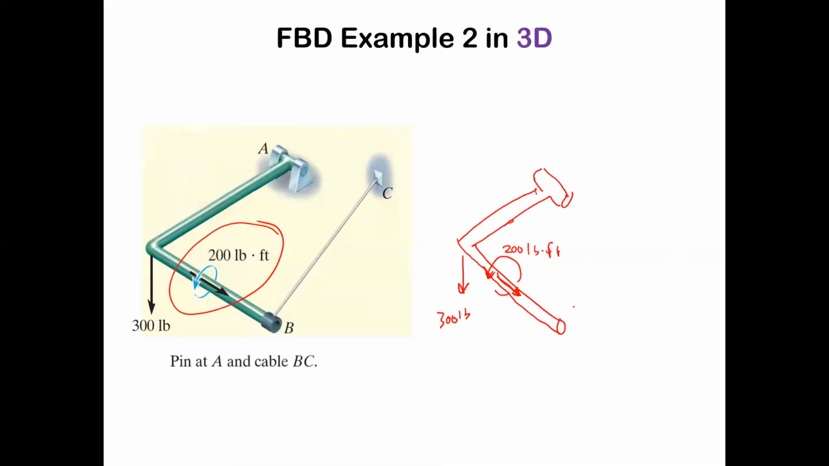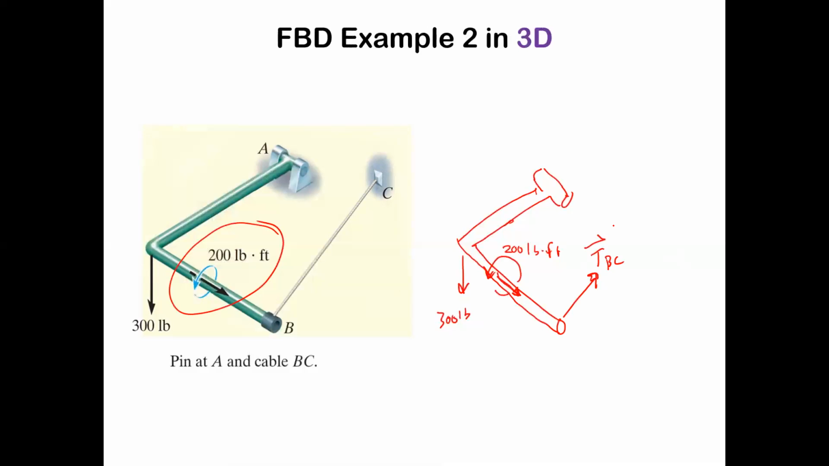So then we've got this tension force at BC. That's going to be one unknown. And then we've got to figure out what's going on at A.